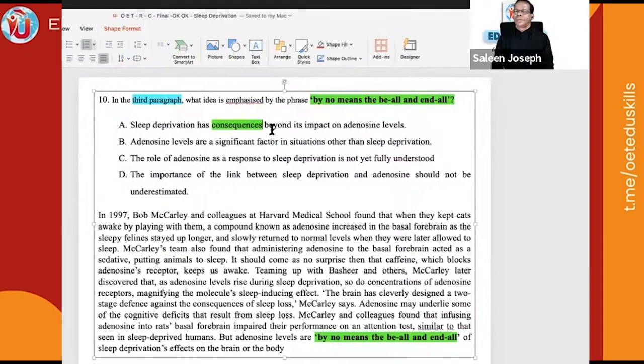Second one: significant factor. Okay. Adolescent levels are a significant factor. Okay. Not yet fully understood. Not yet fully understood. Okay. Importance of the link between sleep deprivation should not be underestimated. Link between sleep deprivation and adolescence should not be underestimated.